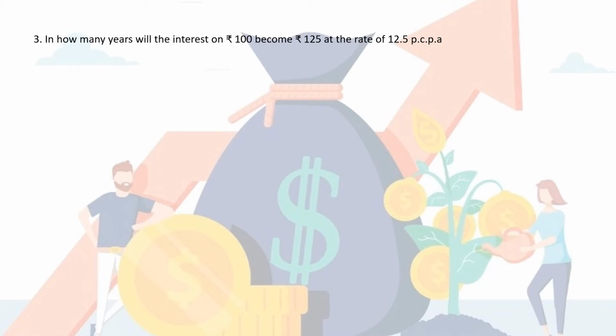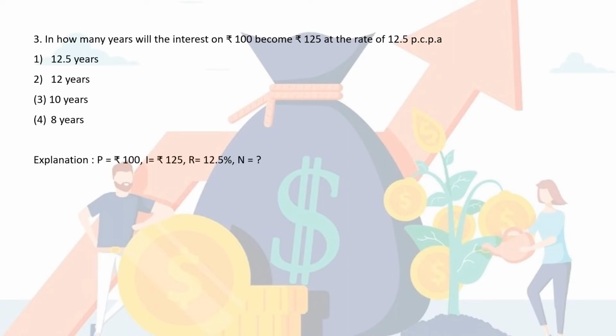Next question. In how many years will the interest on rupees 100 become rupees 125 at the rate of 12.5% per annum? Now here in this question, all things that are there are very clear. It is asking you how many years, that means n has to be found out. Interest will become 125. So principal is given, rate of interest is also given, 12.5% per annum, and interest is also given. So the options are 12.5 years, 12 years, 10 years or 8 years.